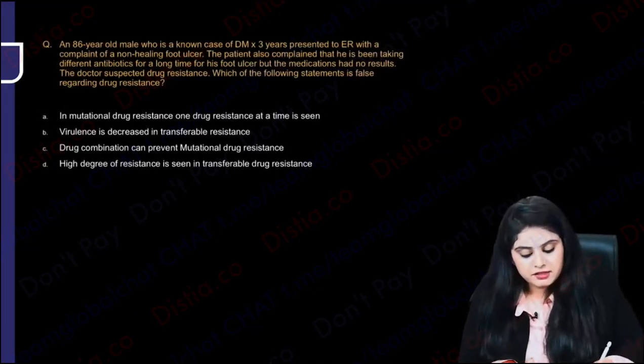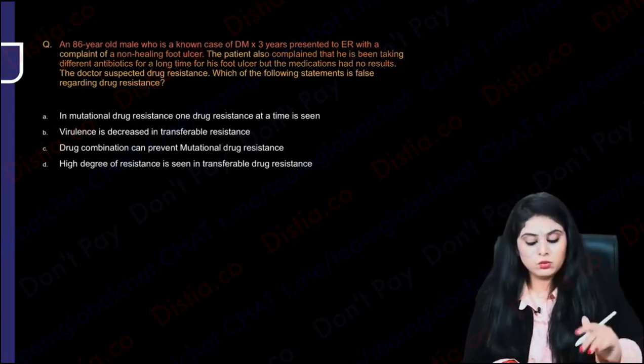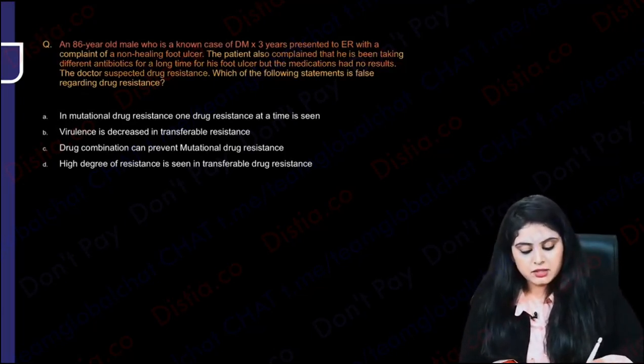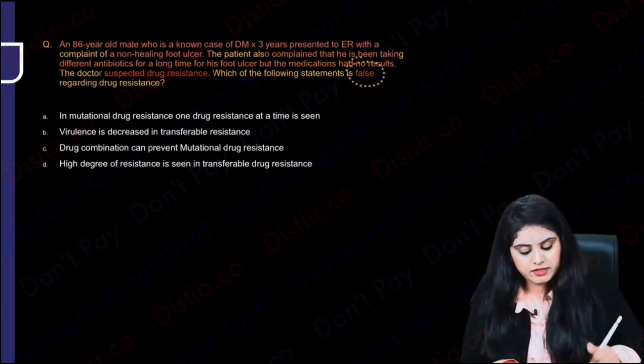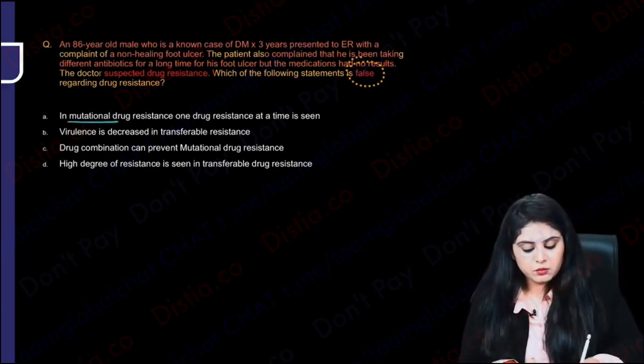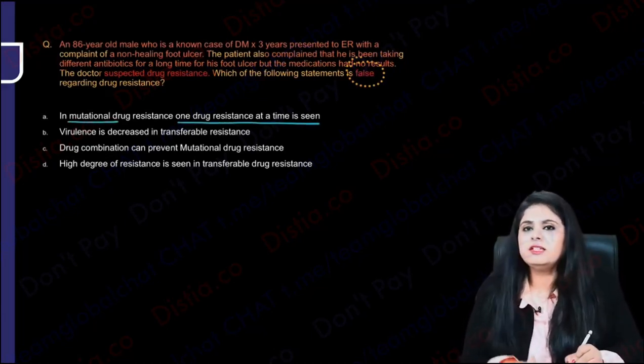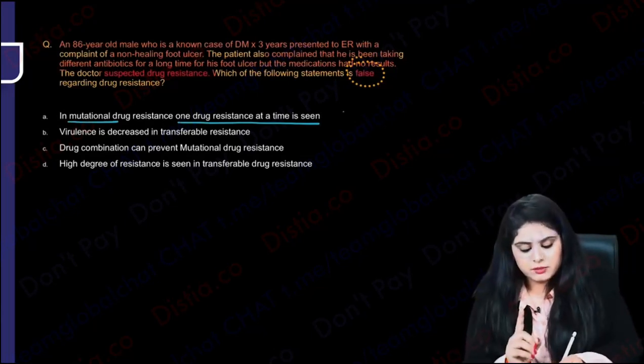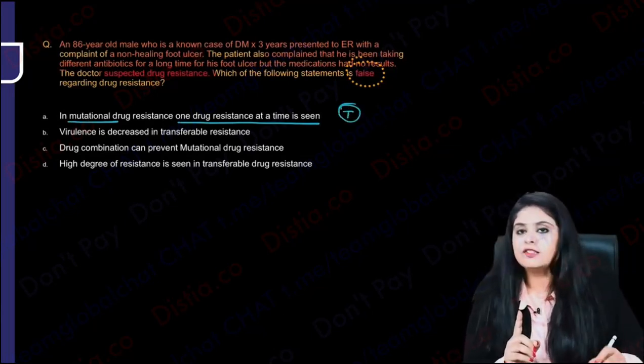You have an 86-year-old male who's a known case of diabetes for 3 years, presented to the ER, complains of non-healing foot ulcer, complained that he has been taking different antibiotics for a long time and the medications had no results. Doctor suspected कि कुछ तो drug resistance हुआ है. Which of the following statement is false? You have to find the wrong statement. Let's start reading. In mutational drug resistance, one drug resistance at a time is seen. Yeah, 1 point mutation occurs. बिल्कुल ठीक.